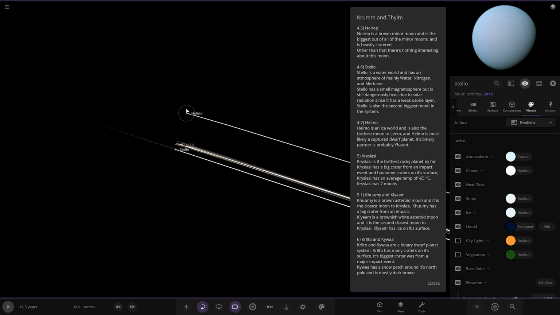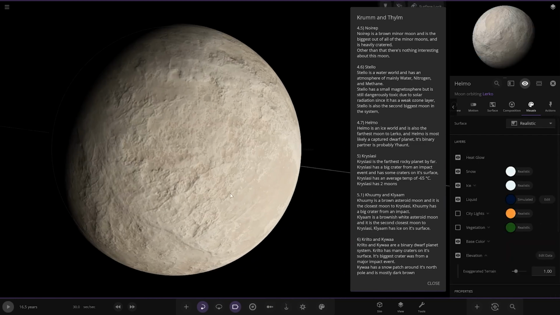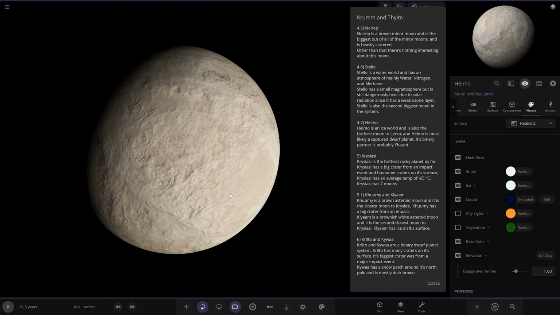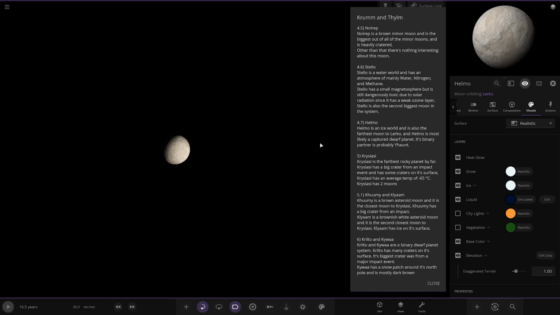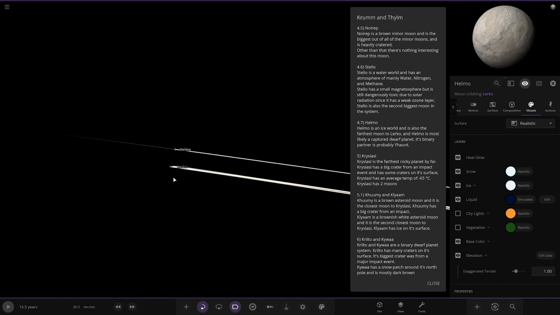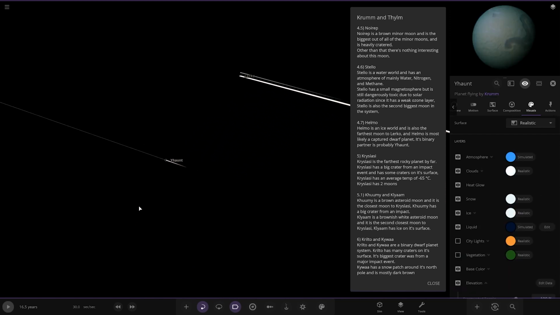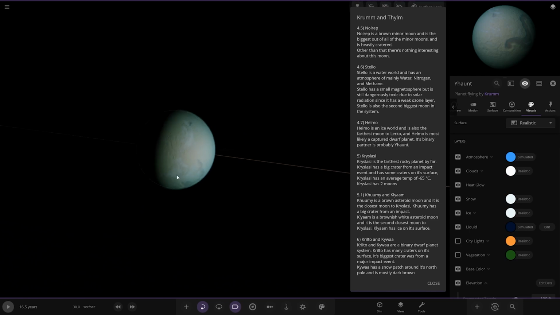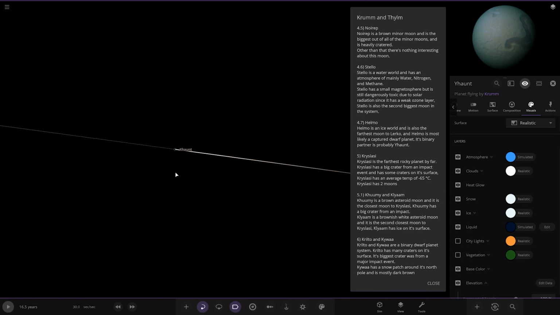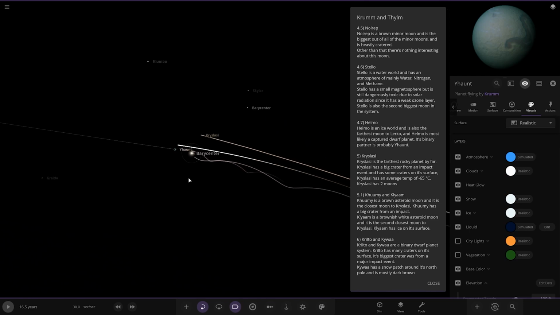Then we have Helmo over here, even further out. It's an ice world and also the furthest moon of Lurko. Helmo is most likely a captured dwarf planet. Its binary partner is probably Yaunt, which I can't see. All the way over here. That's miles away. Ah, okay. So it broke away from that one then. Okay, gotcha. Next up we've got Chrysla.